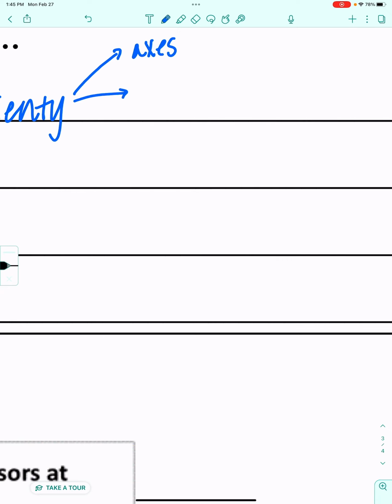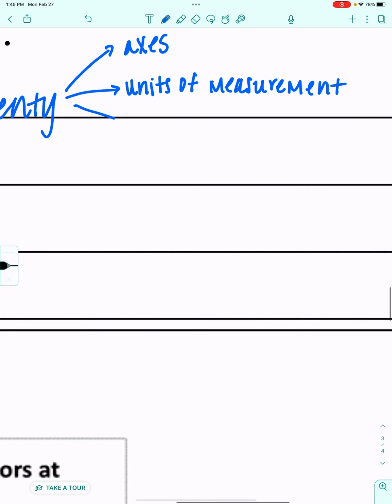Make sure you see units of measurement. What are we measuring in? Are we measuring in inches, feet, people, dollars? Also, make sure that your categories are labeled, so that on your bar graph or your pie chart, you know exactly which section represents which category.